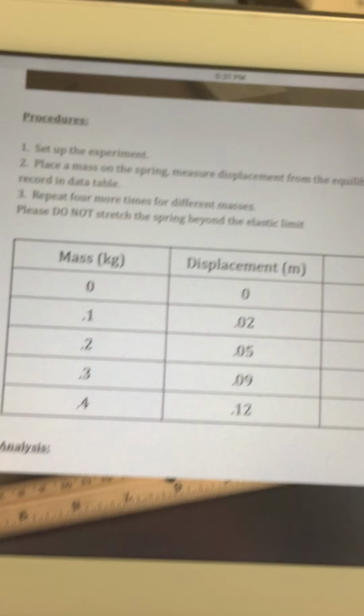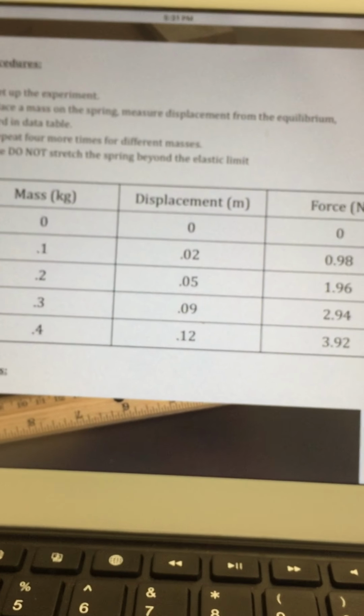Now unfortunately, we didn't have a 500-gram mass. So we only did it from 0 kilograms when it was staying still to 0.4 kilograms or 400 grams. So here in my table I have right here are the results of the displacements that we got from the masses.